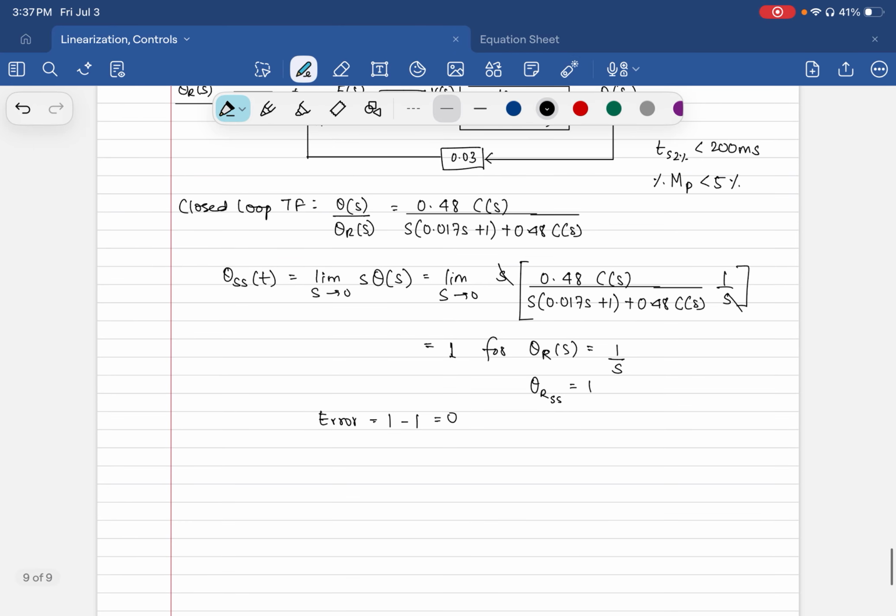Let's look at the second objective, that is second part A. This much must be less than 0.2 s. Essentially means 4 over the magnitude of real part of the pole must be less than 0.2, giving me the magnitude of the real part of the pole must be greater than 20.